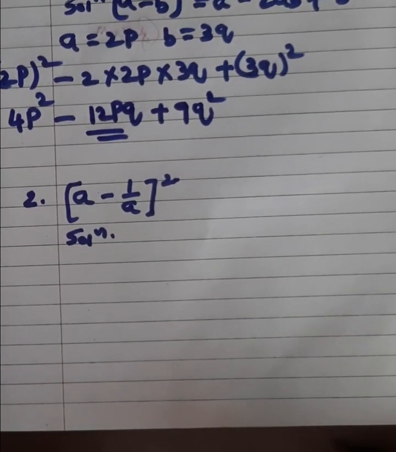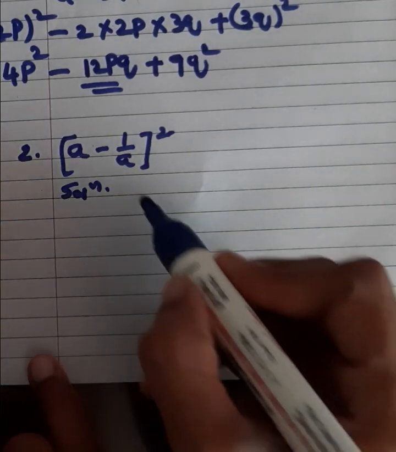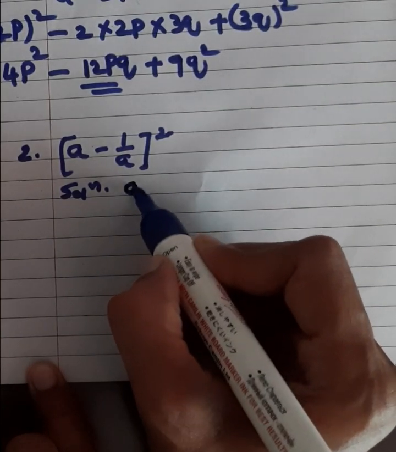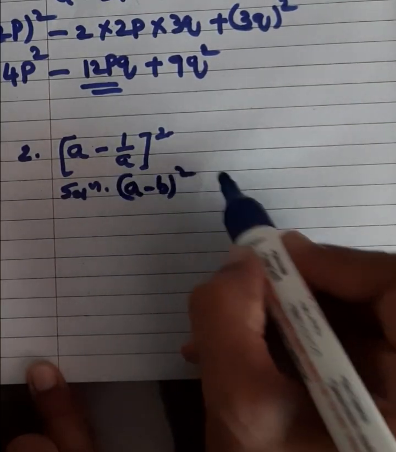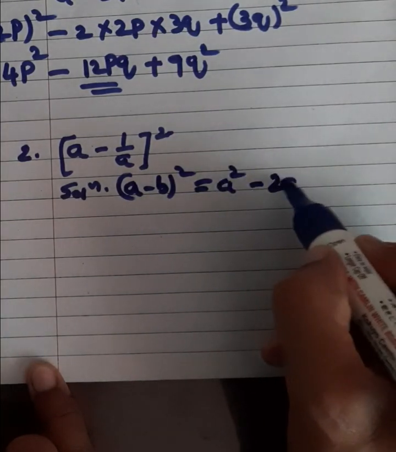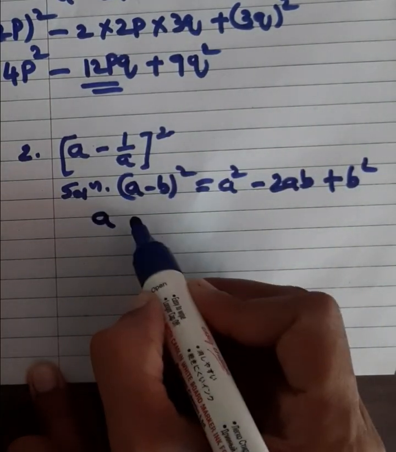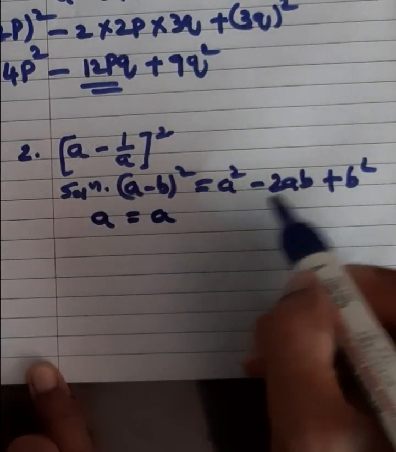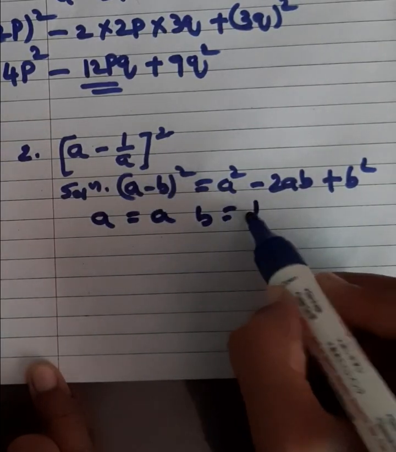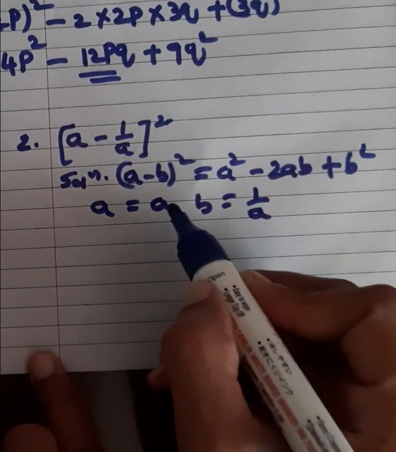Next, one more question is there: (a minus 1 by a) whole square. For this also, we have to apply the algebraic identity. This also is in the form of (a minus b) whole square. The formula tells us a square minus 2ab plus b square. a means a only, b means 1 by a. Now, these a and b values we have to substitute in the formula.